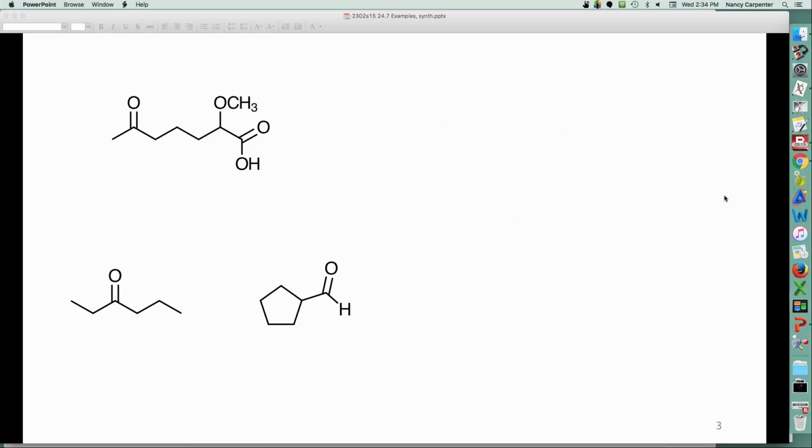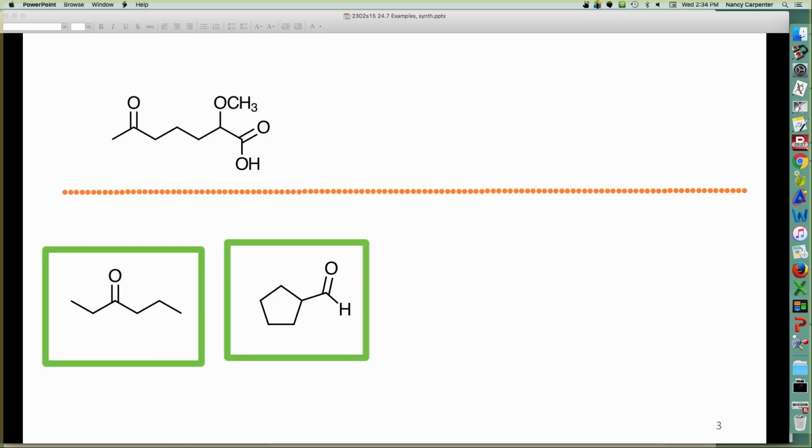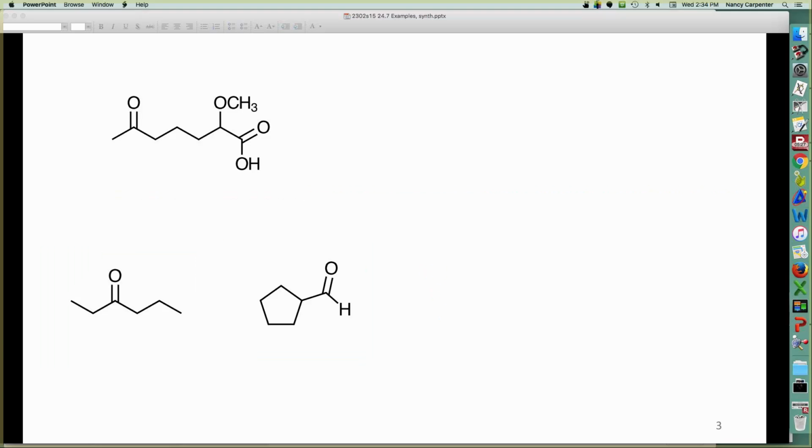How about this example? How would I make this pair of molecules? And that's kind of an odd question. This is less of a synthesis question and more of a puzzle question. In other words, if I carried out an ozonolysis and I got a 50-50 mixture of those two molecules, what was my starting material? Well, again, put those two carbonyls back together again.